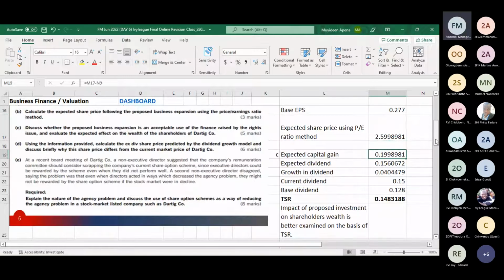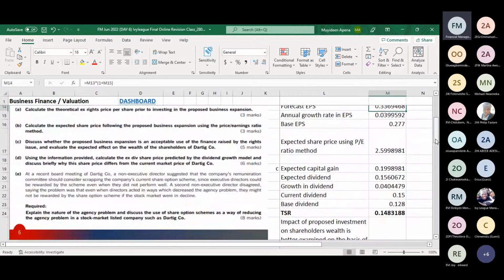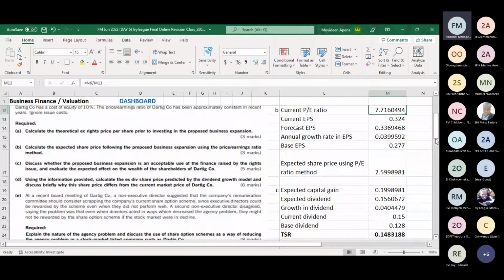So the next part of the question says, using the information provided, calculate the ex-div share price predicted by the dividend growth model and discuss briefly why this share price differs from the current market price of Gatiko. So let's quickly use the dividend growth model to calculate the ex-div share price that will be predicted by this model.